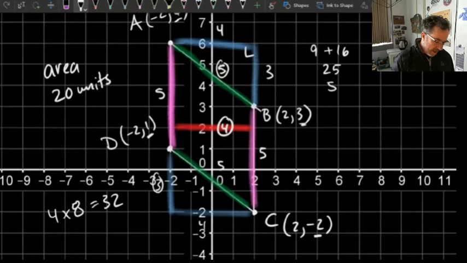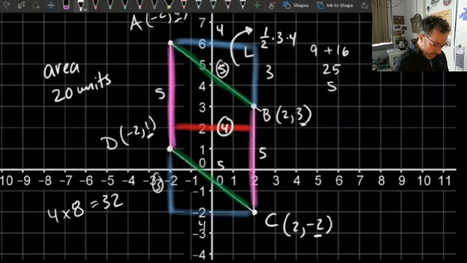Each one of these triangles, I can see they've got a base of 3 and a height of 4. So these triangles all have an area of 1/2 times 3 times 4. I'm not writing that well. 1/2 times 3 times 4, which is 6.